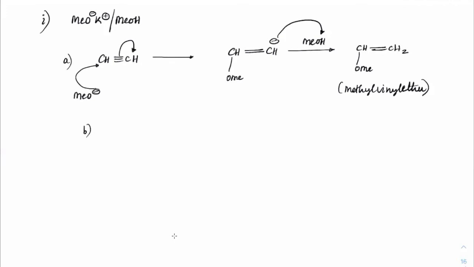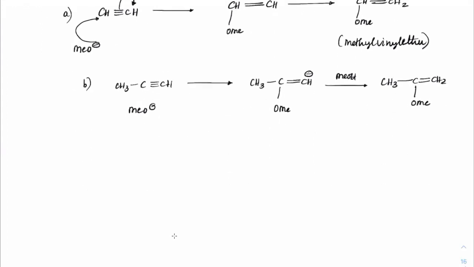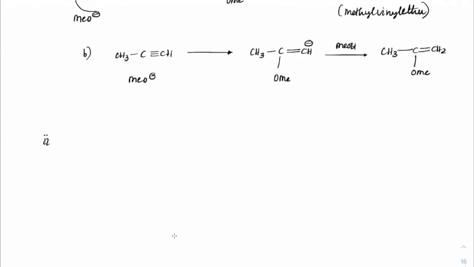Similarly, if you make the reaction with CH3, C triple bond CH in the presence of MeO minus, you can guess the reaction. CH3, C double bond CH minus with OMe, which again on protonation in the presence of methanol will give CH3, C double bond CH2 with OMe. This is the product formed. How this is going to be very useful is because you can polymerize from here.